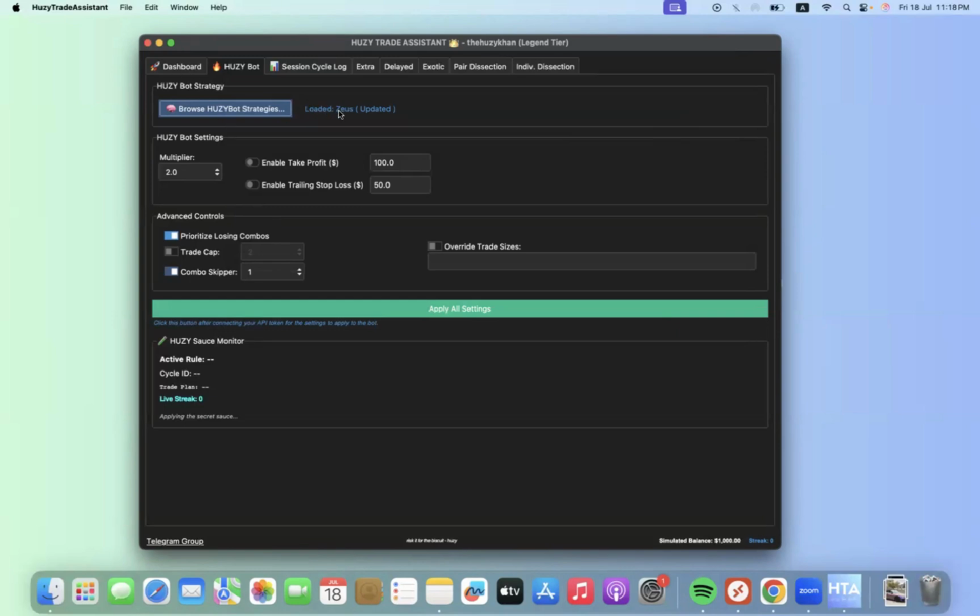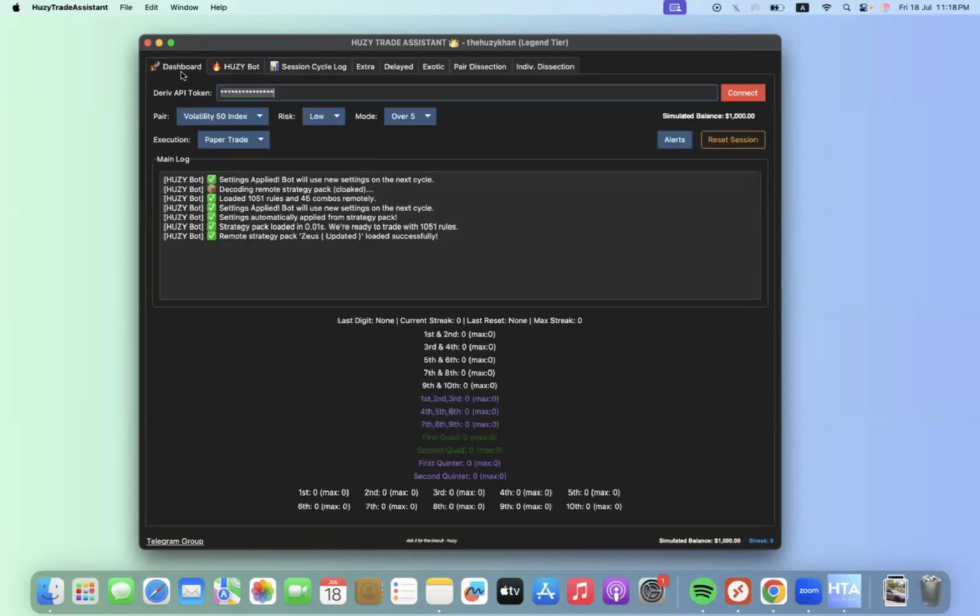Okay, so once this strategy pack has loaded up, quickly head back over here, confirm that you can see the message that it loaded 1051 rules. That's how many rules it has, and 45 combos remotely. Okay, awesome. Settings applied, everything good. And now all we've got to do is press the connect button.